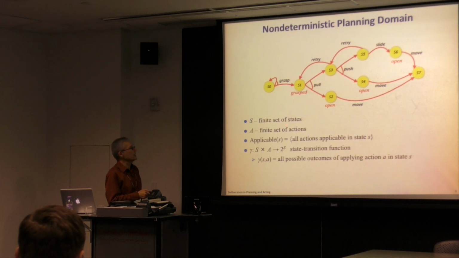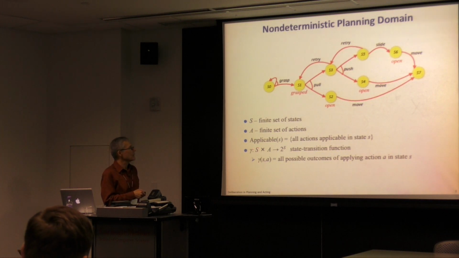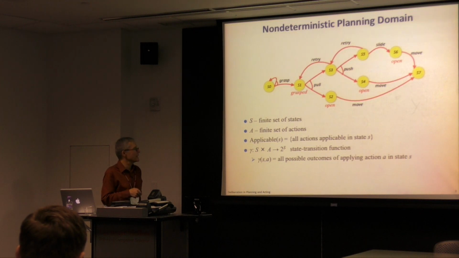Non-deterministic planning domain. We have a finite set of states, a finite set of actions. Applicable of S, if S is a state, is the set of all actions that are applicable. We have the state transition function that, given a state and given an action, gives us the set of all possible outcomes.